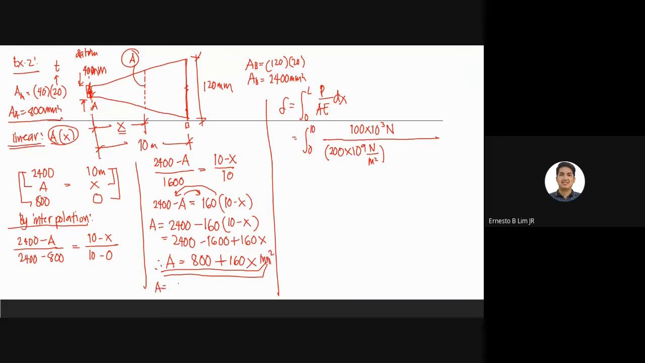If we convert it into meter squared, that would be equal to 800 plus 160x times 10 raised to negative 6 meter squared. Then don't forget dx. Okay, so just review your calculus, guys. Just simplify this equation using the general integration rule that you have learned in your calculus. So the result for this one is 3.4333 mm.